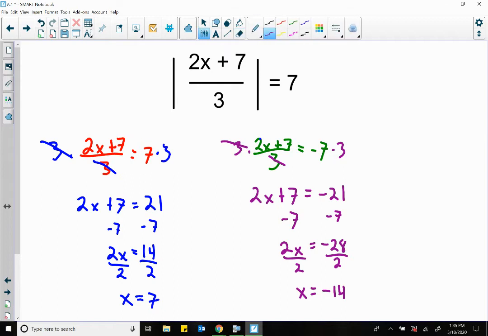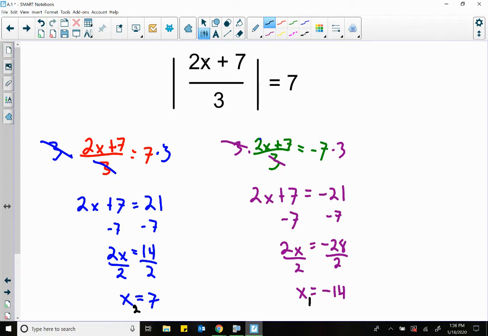And now you know which one's which. So this over here is the x1, because it's the negative. This guy is the x2. Ta-da! Other cool things about absolute value, you can always take your answers and plug them in to check them.